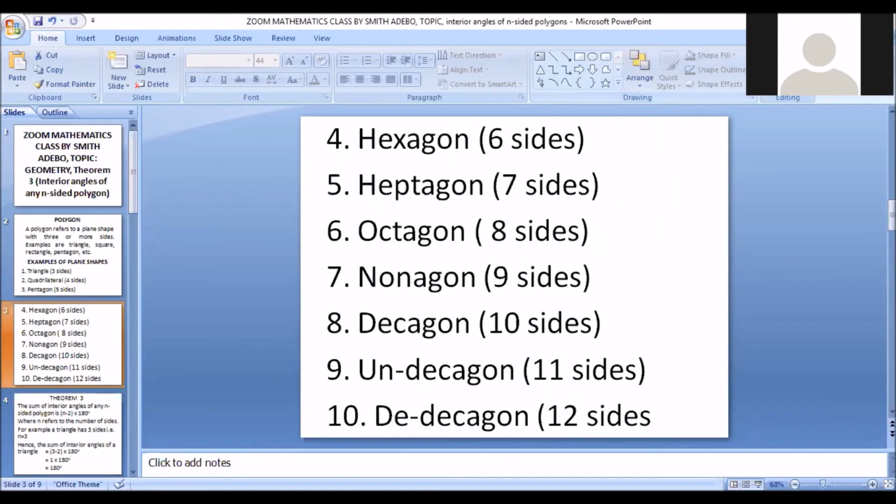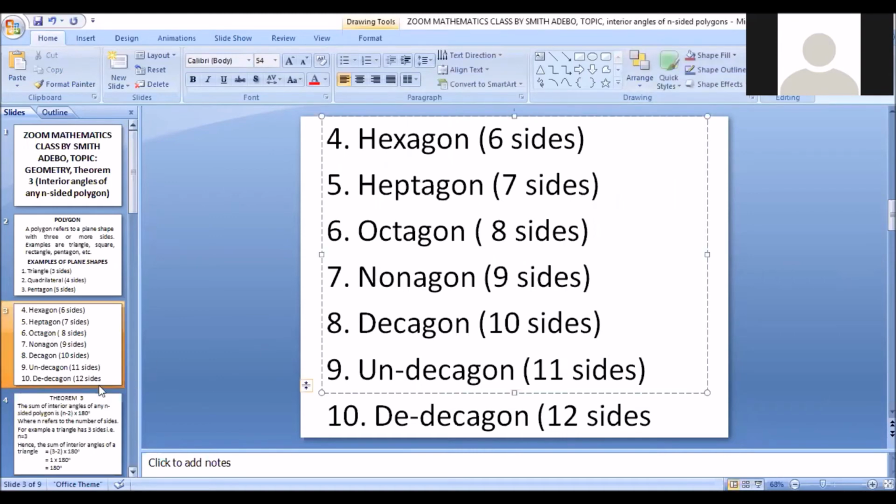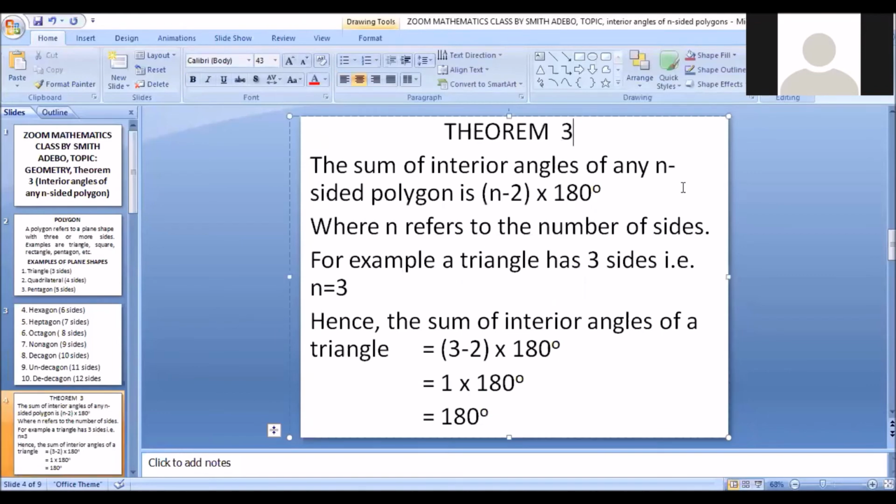I made it clear that for all these plane shapes, you can actually find the sum of interior angles using theorem 3. Now this theorem states that the sum of interior angles of any n-sided polygon, where n is the number of sides of the polygon, is n minus 2 times 180 degrees. N minus 2 times 180 degrees is the sum of interior angles.